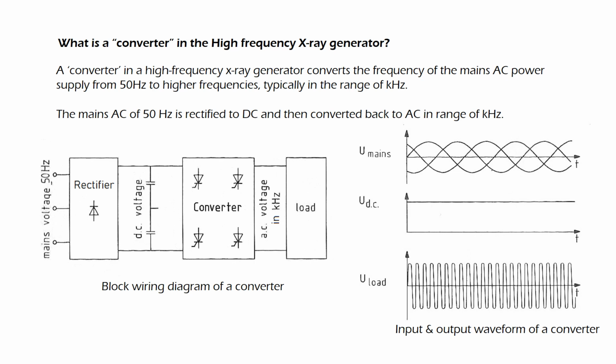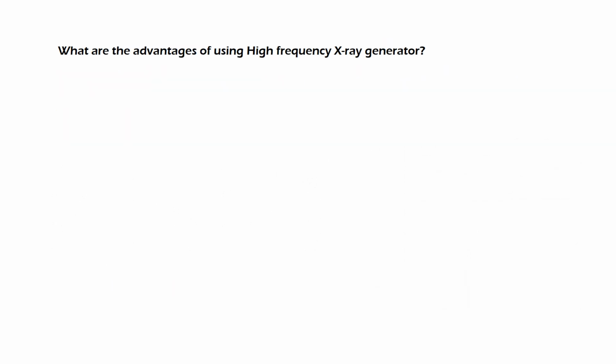Now that we have discussed the role of the converter in high-frequency X-ray generators, let's explore the advantages of using high-frequency X-ray machines. There are several advantages of high-frequency X-ray generators over conventional line-frequency generators. Increased efficiency. High-frequency generators use solid-state power switching technology, which is more efficient than the relay-based switching used in conventional generators. This results in less power loss and higher efficiency.